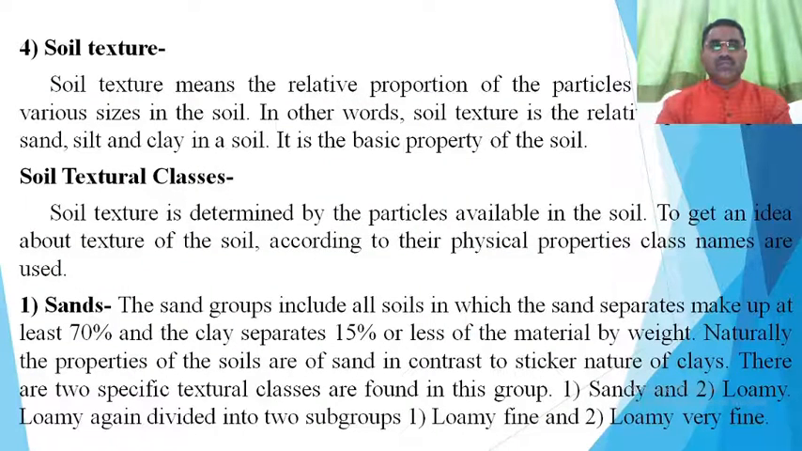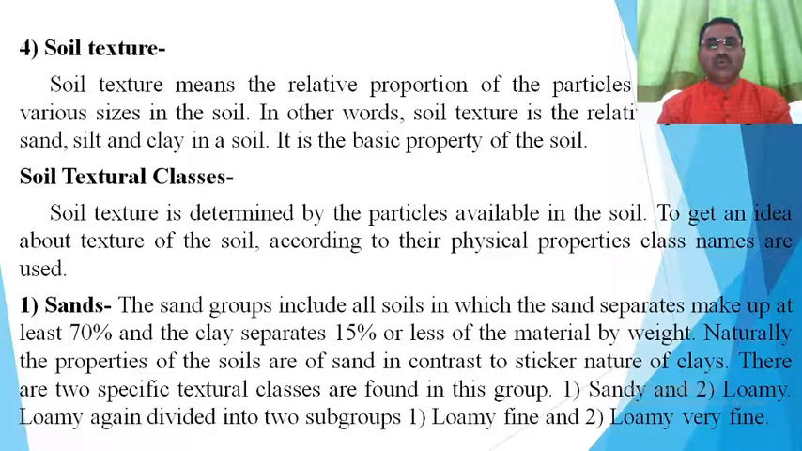So let us see what it means by soil texture. Soil texture means the relative proportion of the particles or separates of various sizes in the soil. There are various particles having a variety of sizes, and according to that there are groups, or separation of the particles. In other words, soil texture is the relative percentage of sand, silt and clay in the soil.